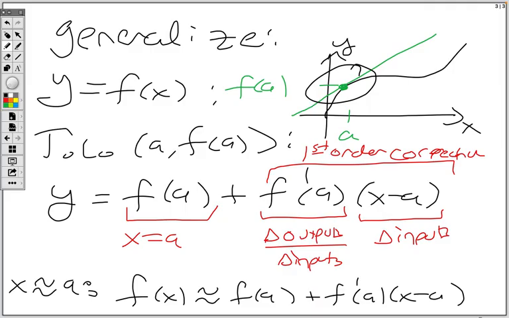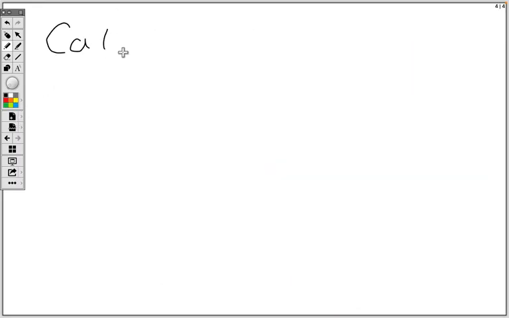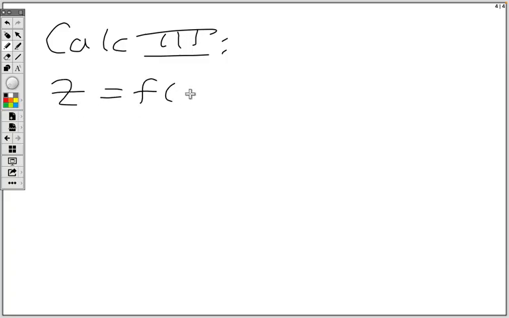So with this in mind, we can guess a formula for a generalized concept in Calc 3. Because in Calc 3, instead of having one independent variable, we'll start off with two independent variables. So in Calc 3, we'll look at z as a function of x and y.